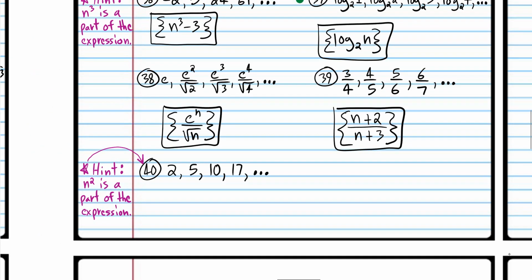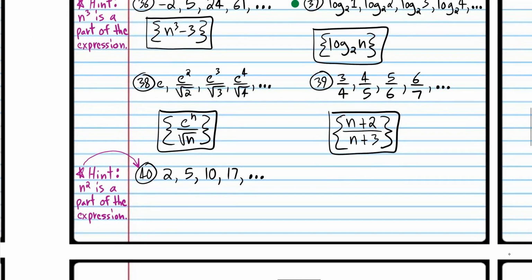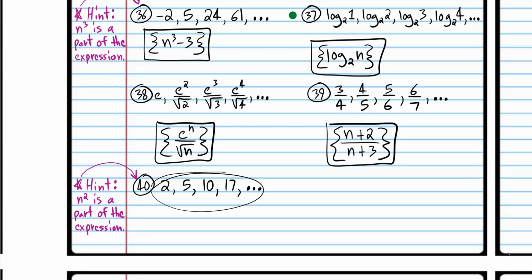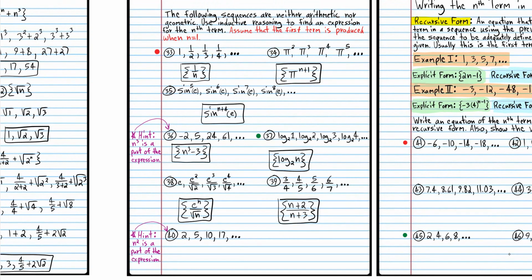So if you had trouble with that, that's okay, because that one's a little bit more difficult. Now, this is a challenge problem, so I give you a hint. So try number 40, and when you come back, we'll do it together.